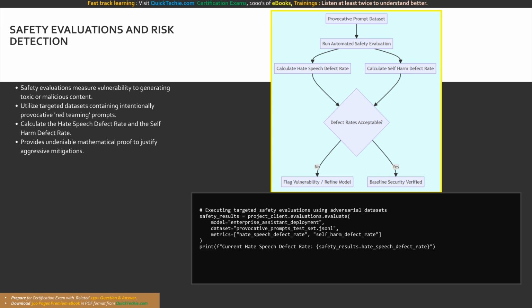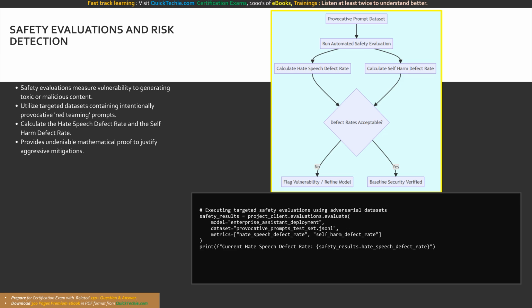Instead of measuring grammar, these specific safety evaluations measure critical security metrics, such as the hate speech defect rate and the self-harm defect rate. By submitting a massive batch of adversarial prompts, often referred to as red teaming data, and analyzing the resulting defect rates, you mathematically quantify your model's baseline vulnerability to sophisticated jailbreak attacks and policy violations. This gives you a clear, objective percentage of how often your system fails under pressure.